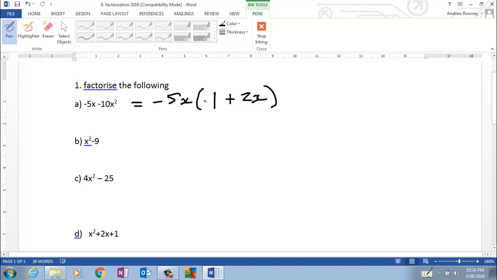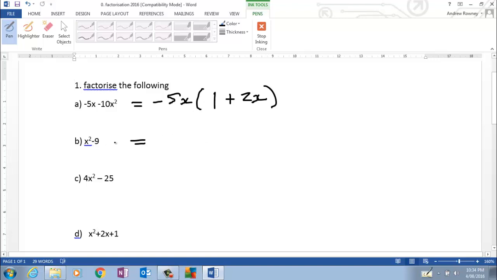Just to check, you just expand it by multiplying it. So if you multiply that in there, you get our original minus 5x, and then you multiply that in there, you'll get our minus 10x squared. Okay, so that's now factorised because we've got rid of the x squared, and both are what's called linear terms.